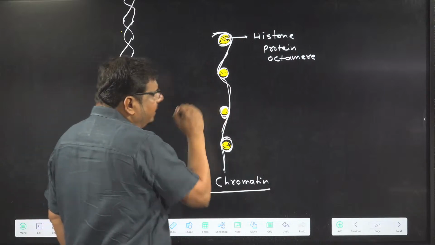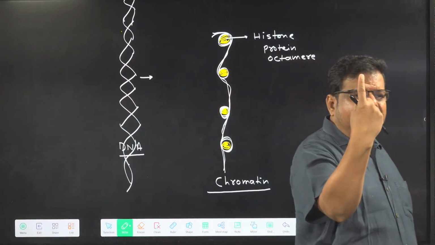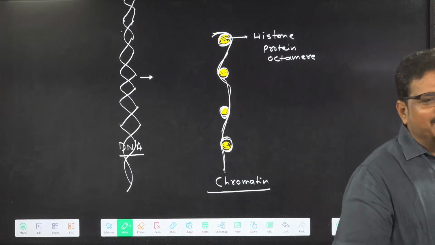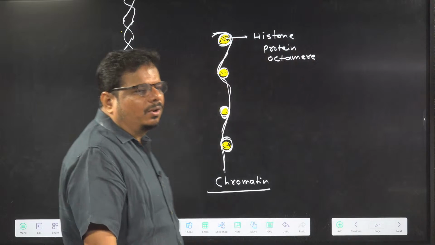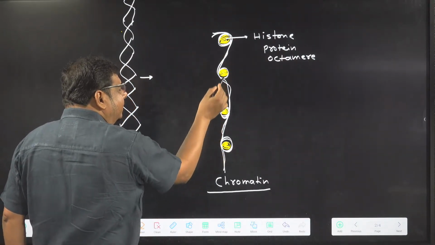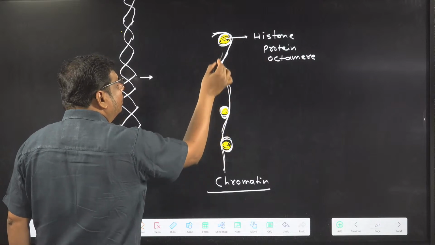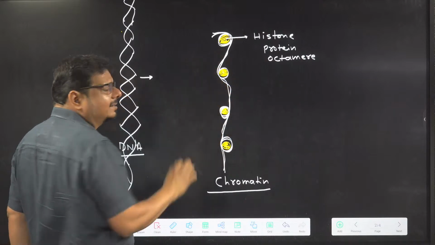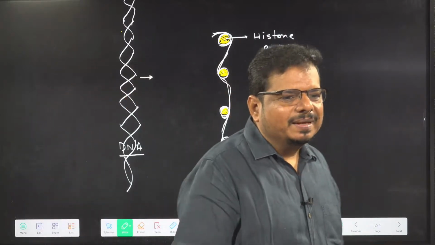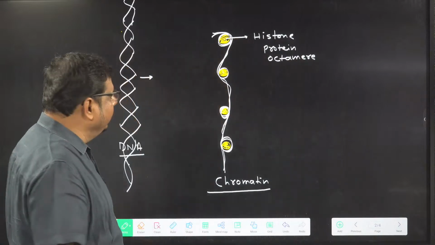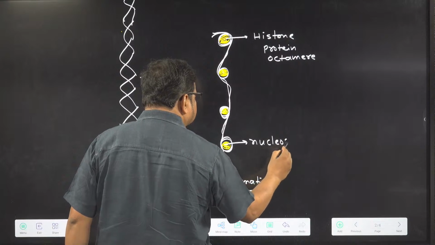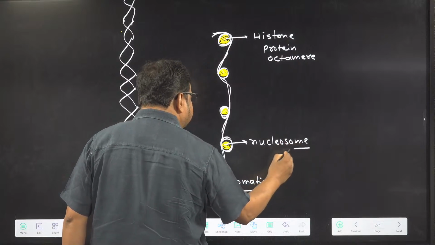So, how many DNA is there? One DNA is there. Picture came in the mind? Understanding came, clear or not? So this structure is called chromatin. And here so many beaded structures are there, na? These bead-like structures, yellow color wrapped with the white color, are you finding in the diagram or not? So each bead-like structure is called nucleosome.